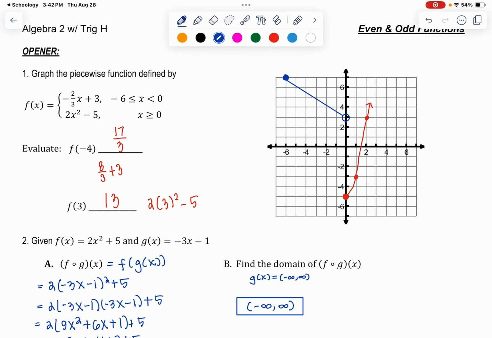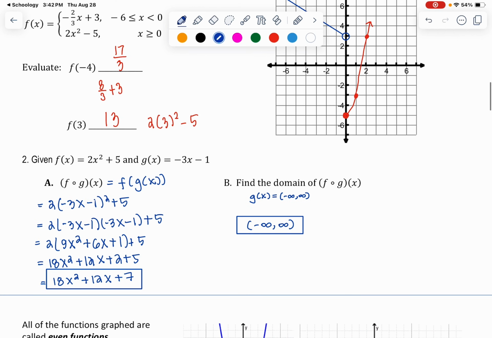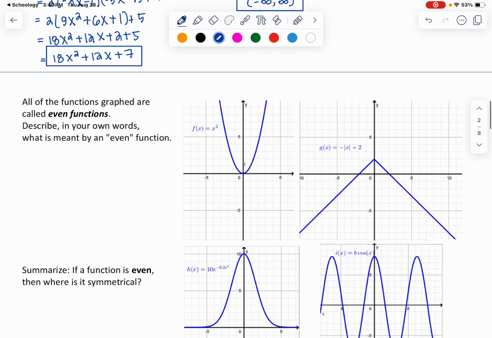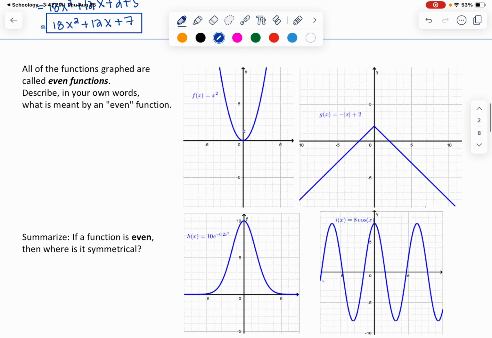So there's the piecewise function graphed along with evaluating, and then here are your composition of function and its domain. If you need to pause the video and look at those, you can. All right, so let's get into today's notes.